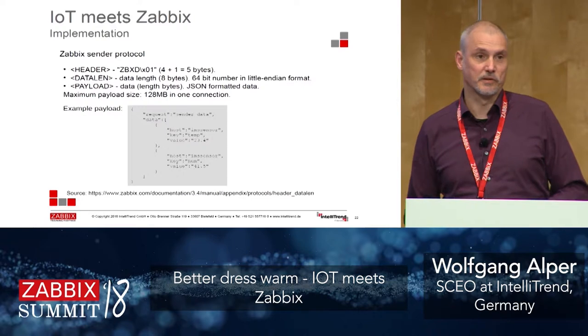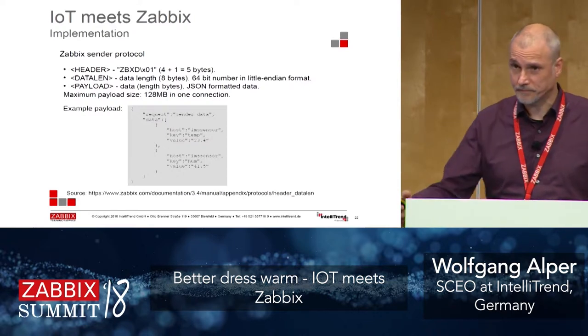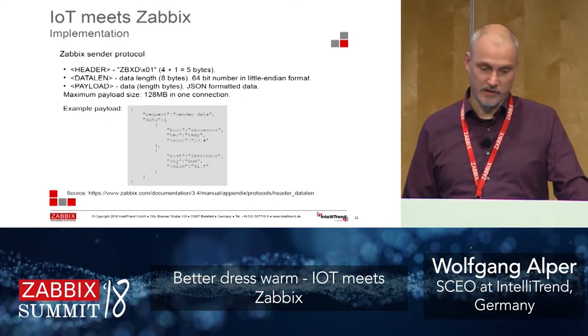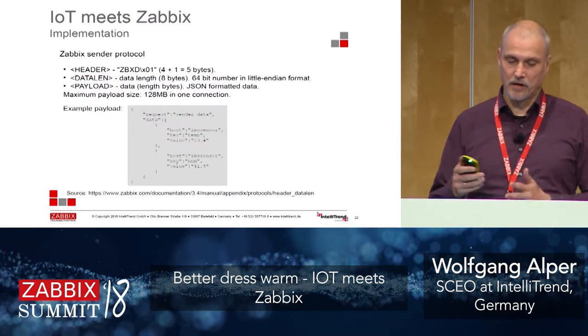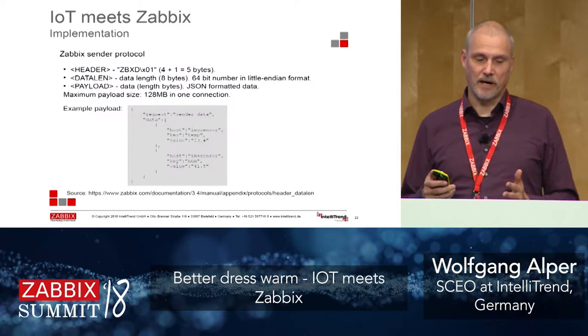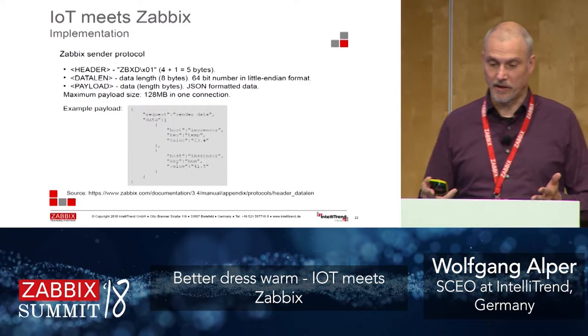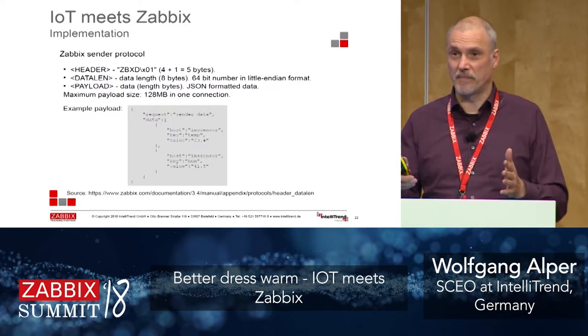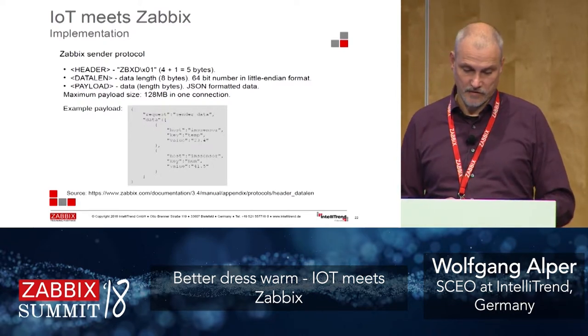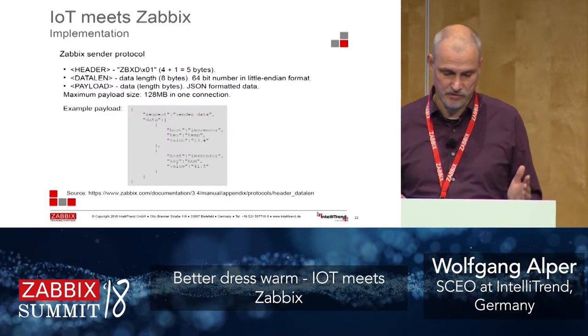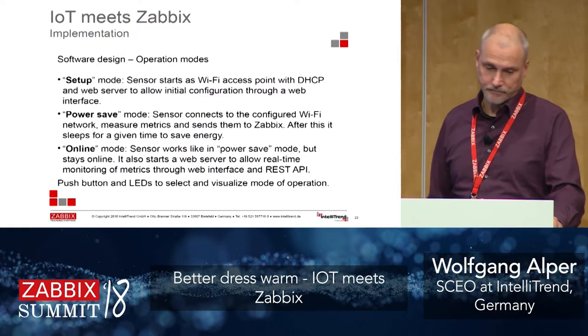Here you see the description of the Zabbix sender protocol. It's taken originally from the Zabbix website, so if you look at the Zabbix documentation, appendix, protocols, header, data length, etc., then you will find it. Basically, we have a header with a magic of 4 bytes, and a 1 byte protocol definition, which ends up at 5 bytes, and there's 8 bytes in little endian format for the message length itself, and then the JSON for metadata on top of it. So very straightforward, very easy to implement, very effective.